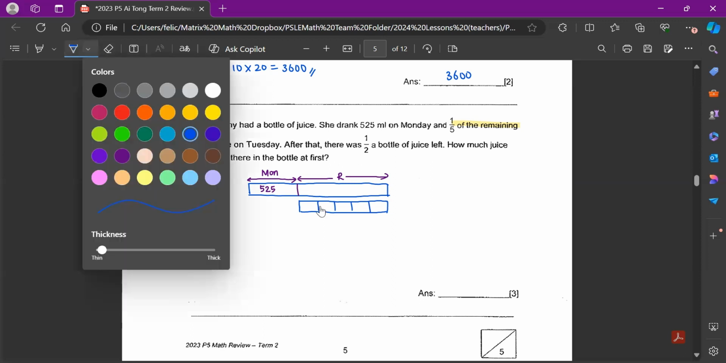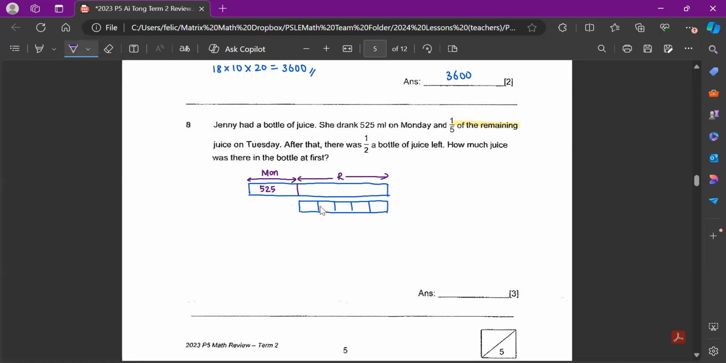And I'm going to label 1 out of 5 on Tuesday. They say 1/5 of the remainder on Tuesday. After that, there was half a bottle of juice left. So of course, whatever is left is this part. So you see, I don't care about the half first. I focus on Monday, Tuesday, then whatever is in the end is the leftover. Label that down first. Now, so this left and this left.